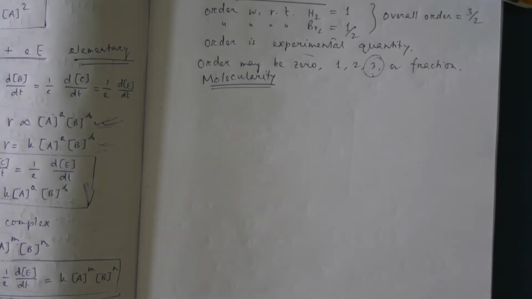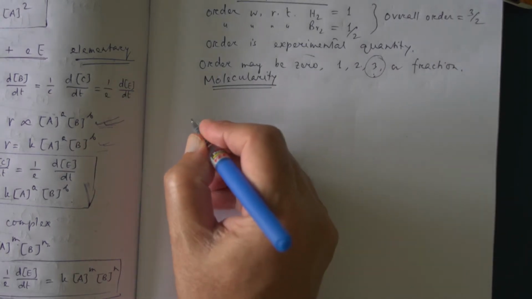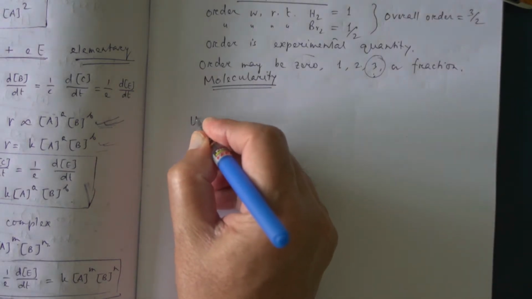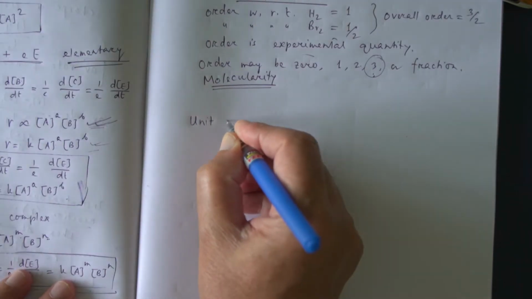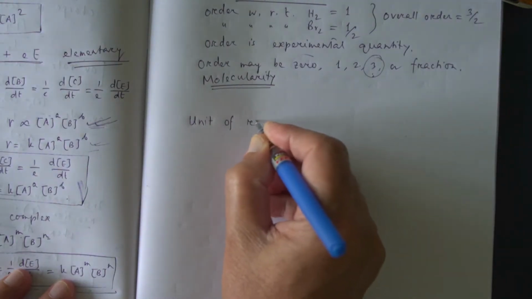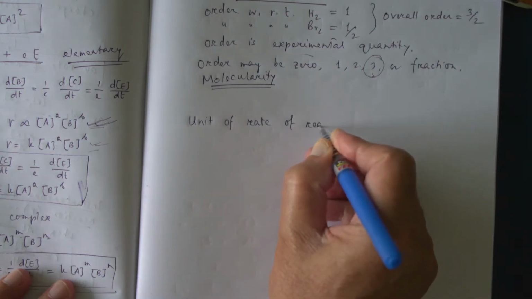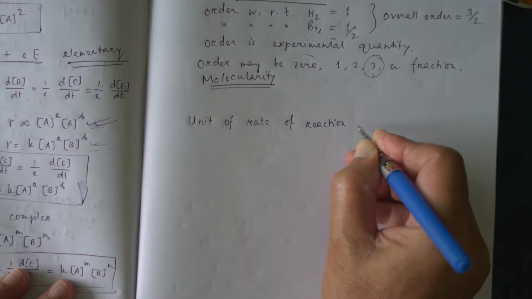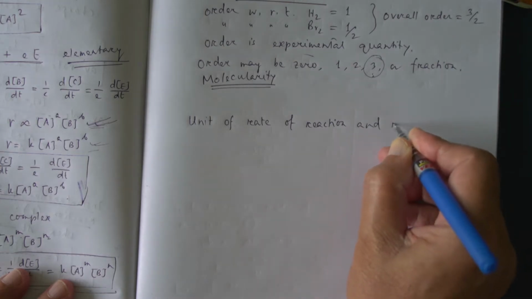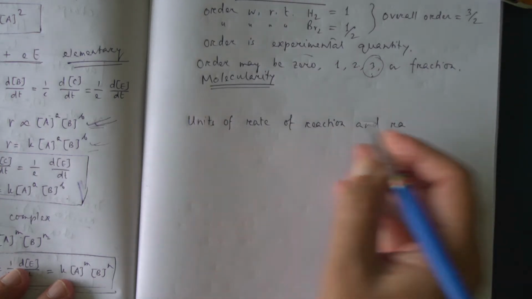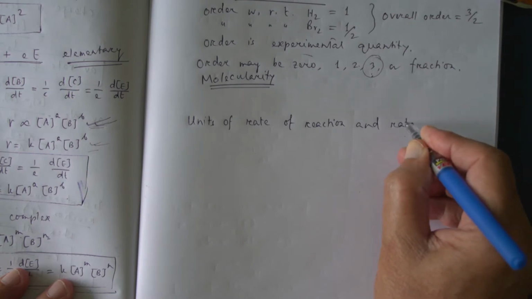Well, I have already discussed some things, you know. So now let us discuss units. Okay, units. Unit of rate of reaction and rate constant. Units of rate of reaction and rate constant.